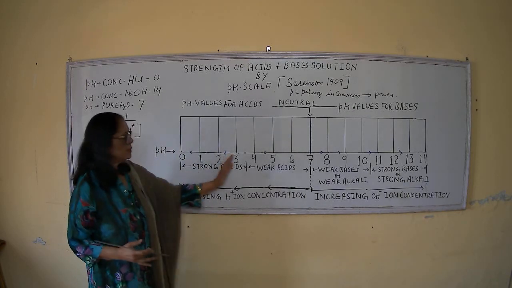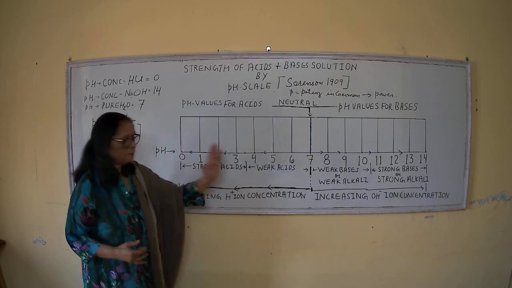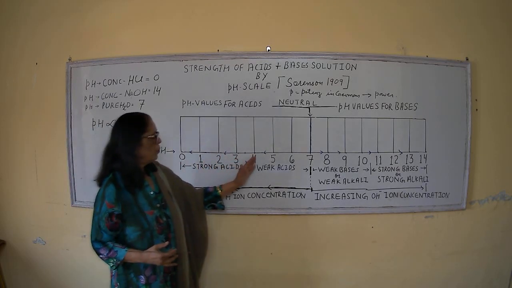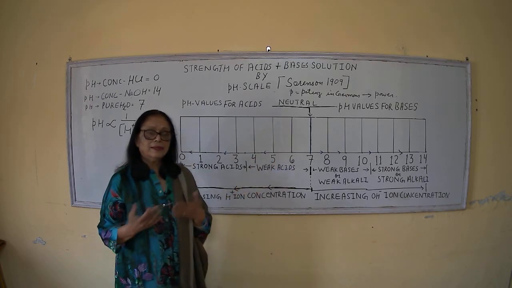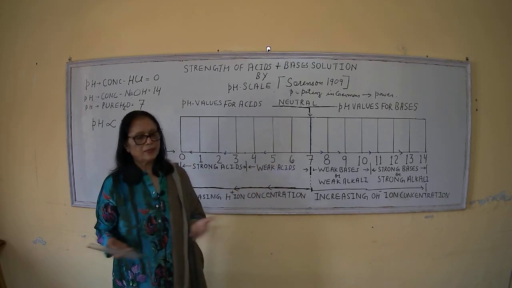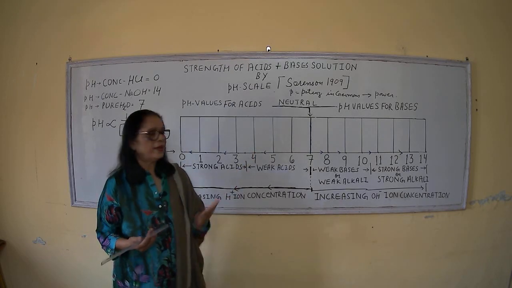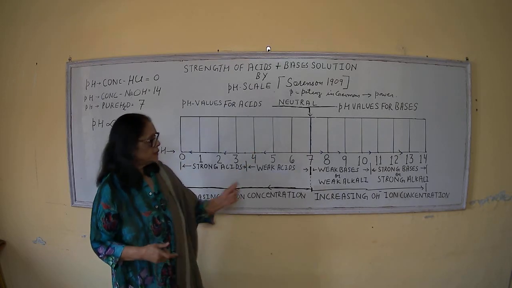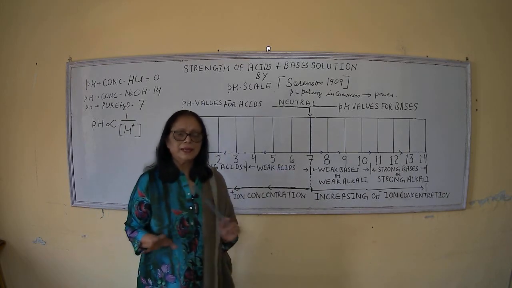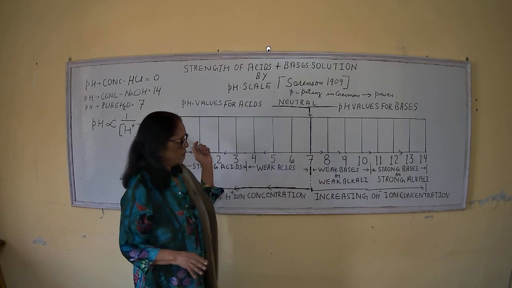If you increase the pH value like 3, 4, 5, 6, these are weak acids like acetic acid and formic acid, they are very weak acids. Their values are like 5.5 and 6. And 7 means neither acidic nor basic, that is pure water.